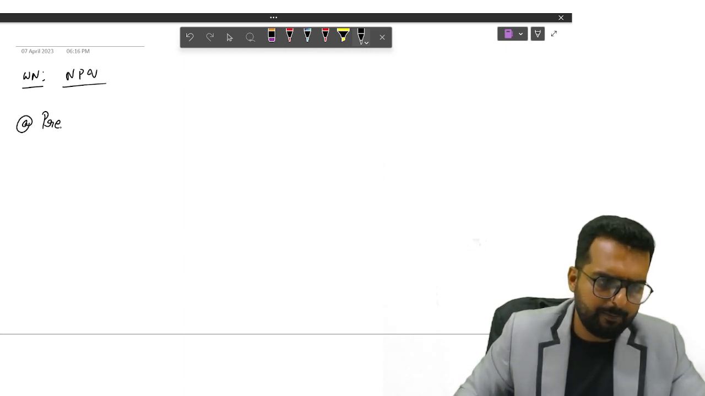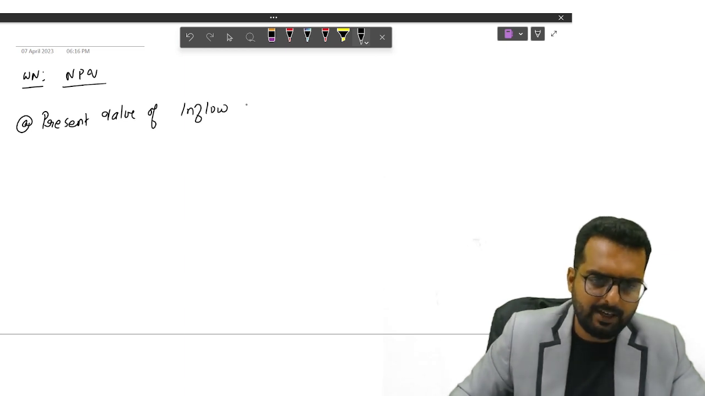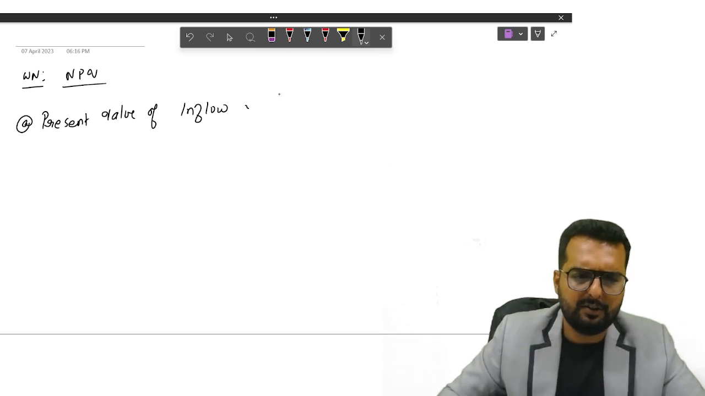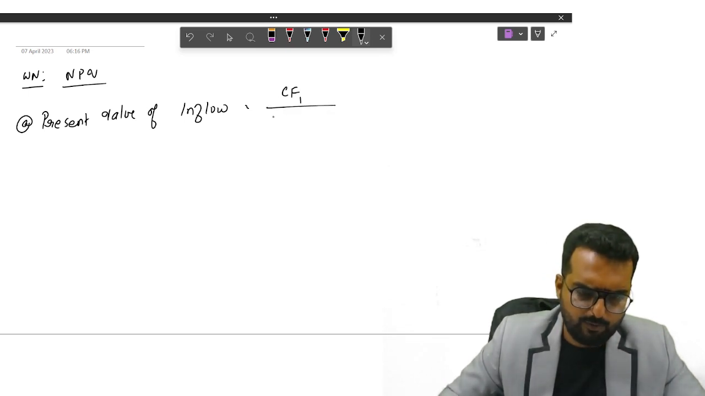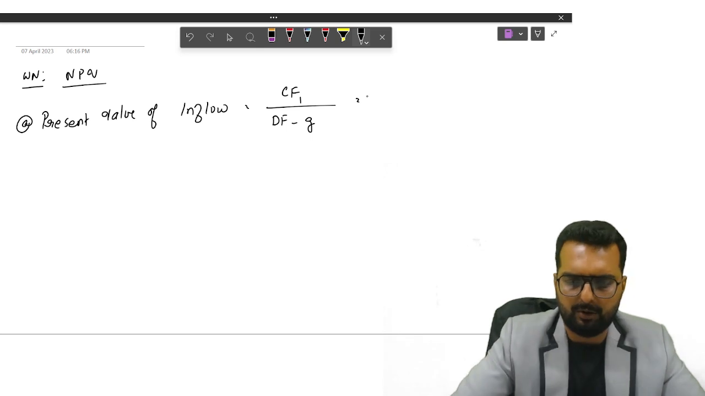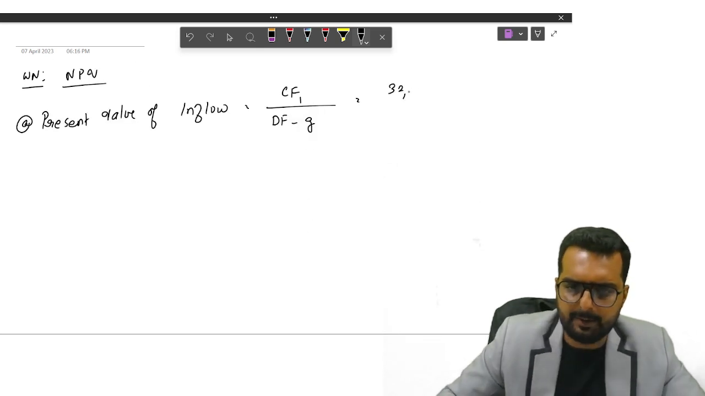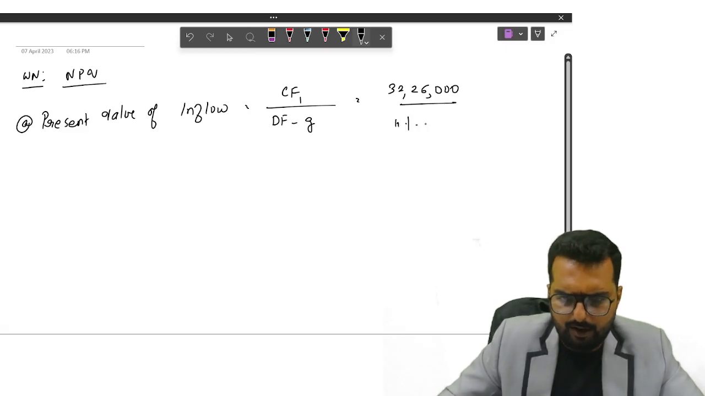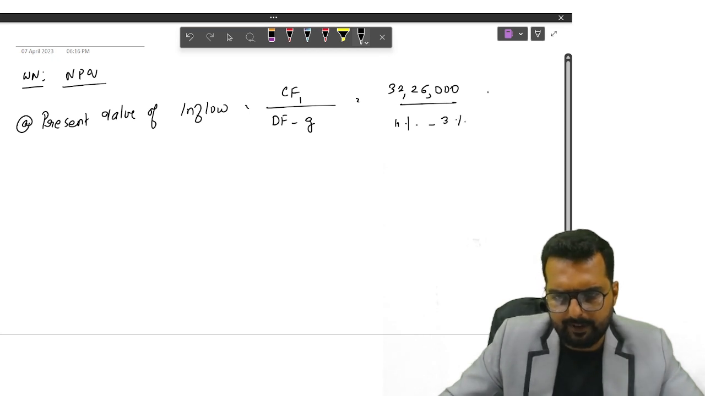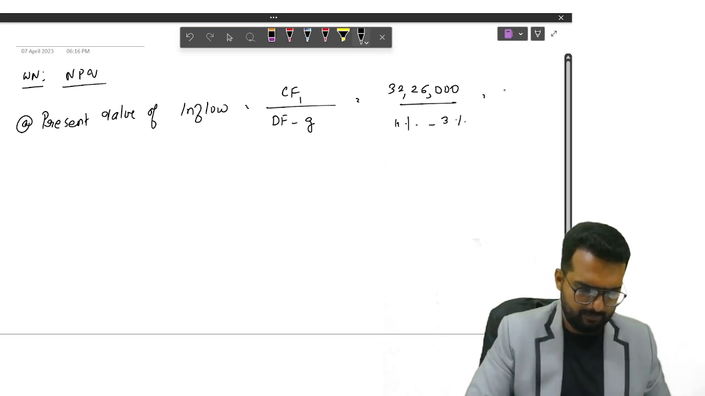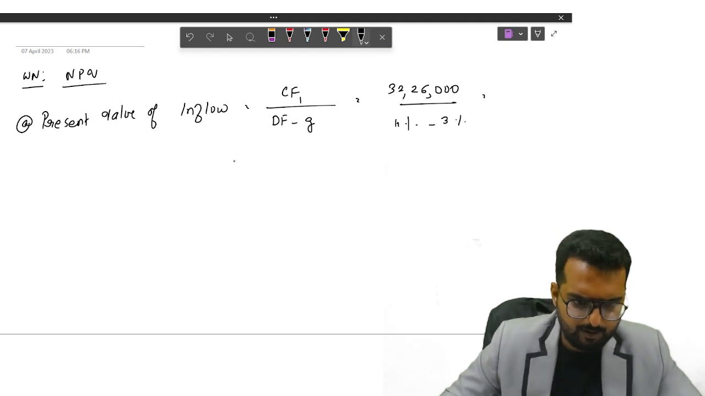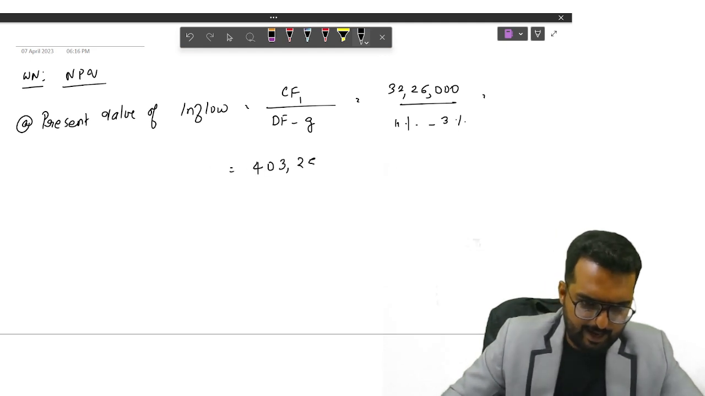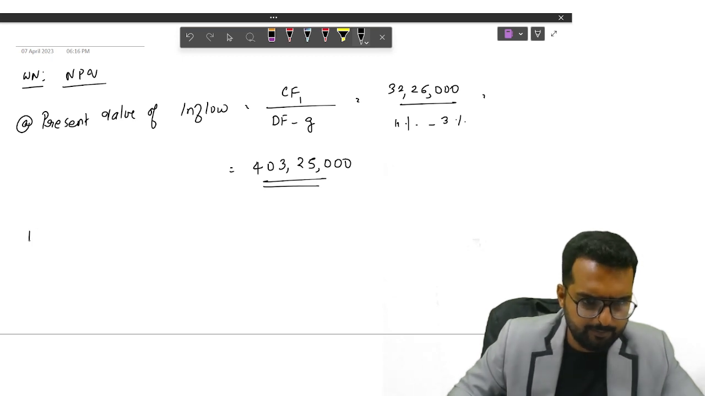What is the formula for NPV? Present value of cash inflow minus present value of cash outflow. So this is going to be cash flow 1 divided by discount factor minus growth. So that will turn out to be 32,26,000 divided by required rate is 11% minus 3% growth. So that's 8%. Do you get the answer as 403,25,000? Am I right?